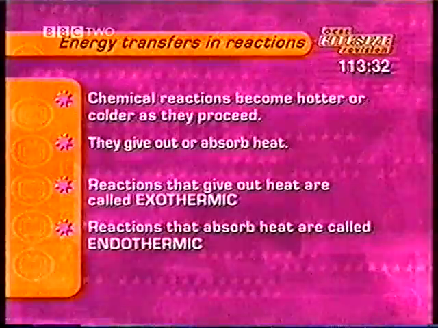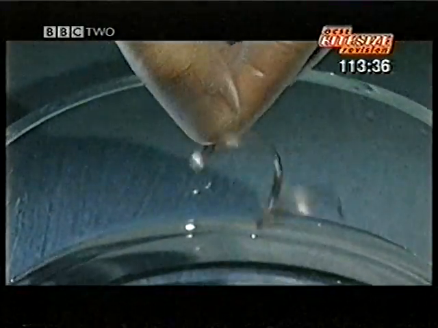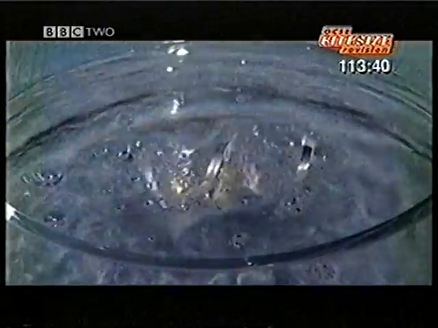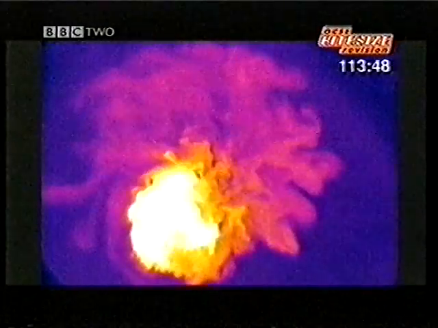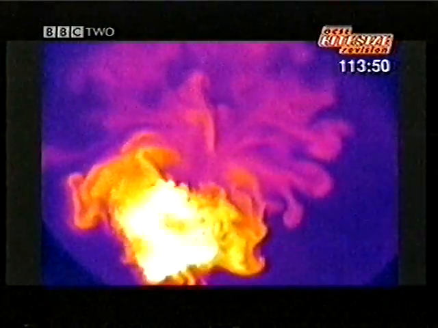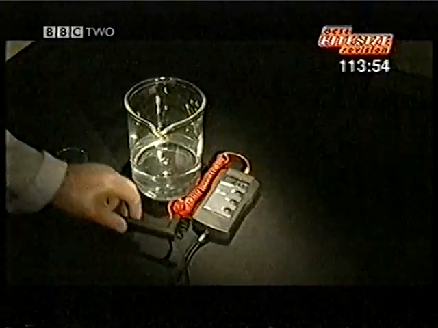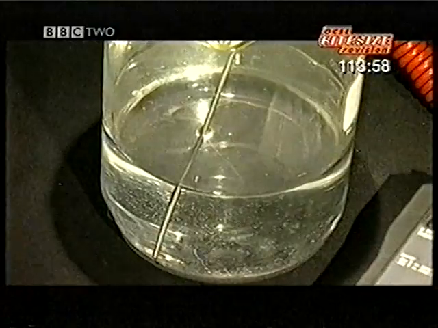This clip looks at some exothermic reactions. This is a strip of magnesium metal. Drop it into hydrochloric acid and watch using a heat-sensitive camera. Blue is cold, purple is warm, yellow is hot, white is even hotter. Clearly the reaction releases heat. It's exothermic.